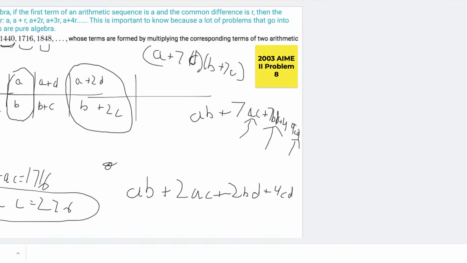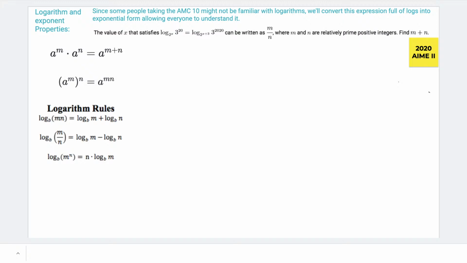We need to cover logarithms very quickly. Since some people taking the AMC 10 might not know what logarithms are, we'll convert this expression full of logarithms into exponential form so everyone can understand.